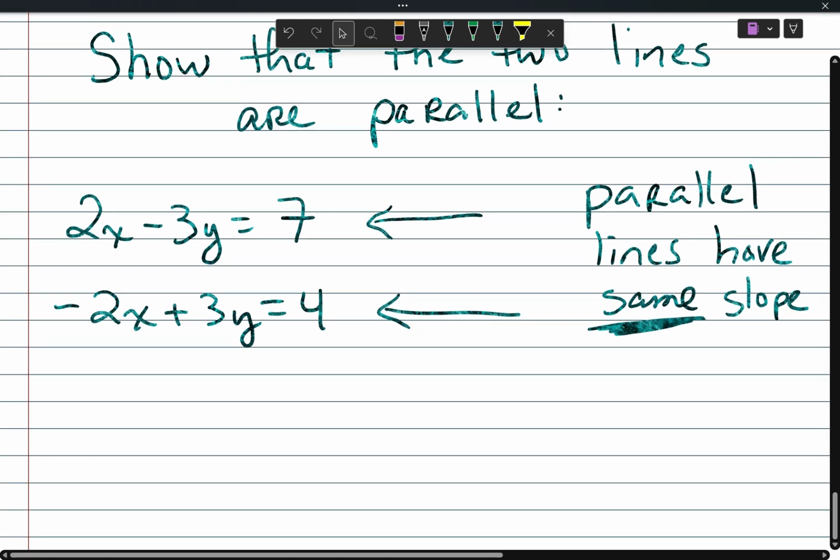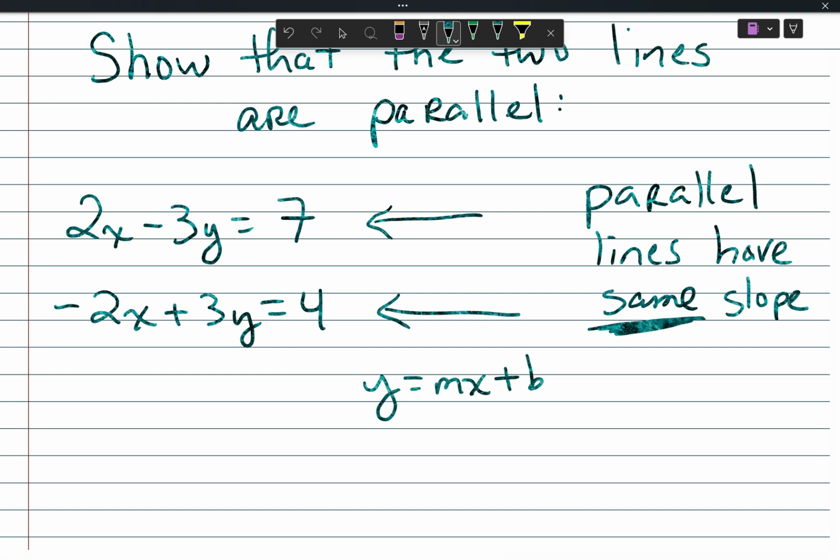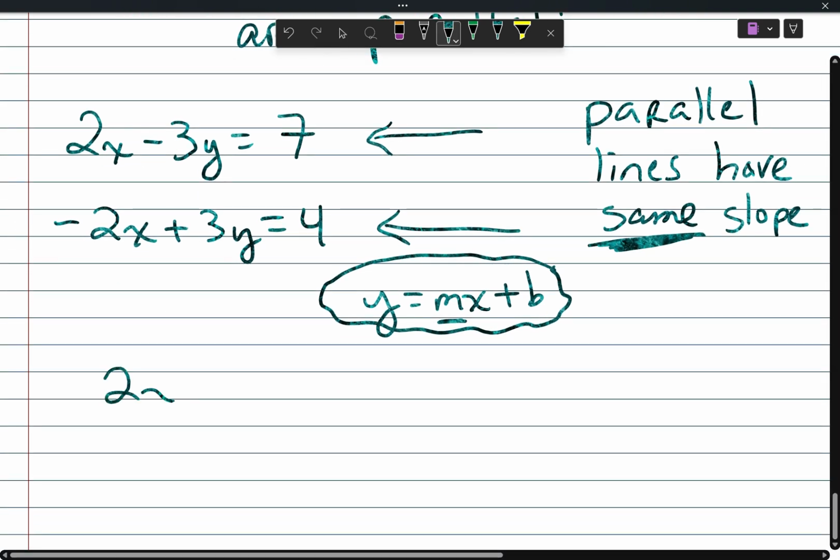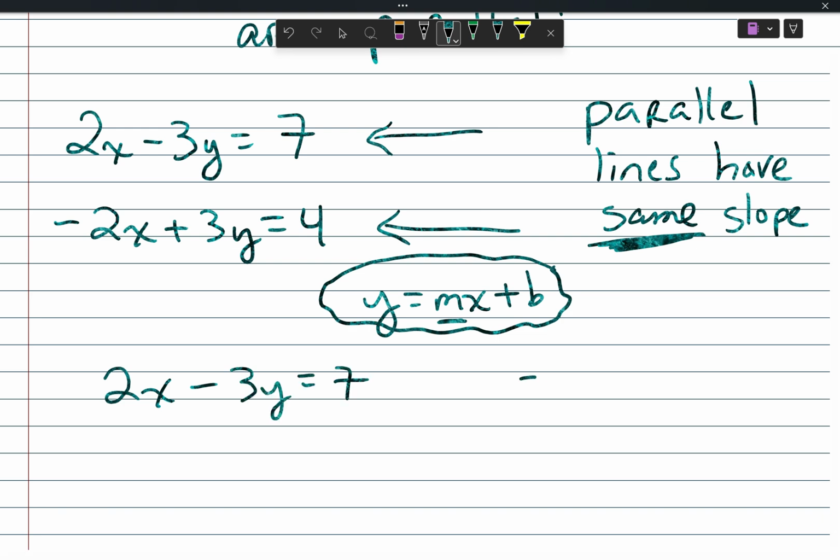So you have to actually test it out. How do you find out if they have the same slope? Well, remember, everything focuses in on slope-intercept form. You have to solve them for y if they're not already solved for y, and then you check out and inspect their slopes. So that's what we're going to do. We're going to do that for 2x minus 3y equals 7, and we're going to do it for negative 2x plus 3y equals 4. So let's go ahead and solve for y.